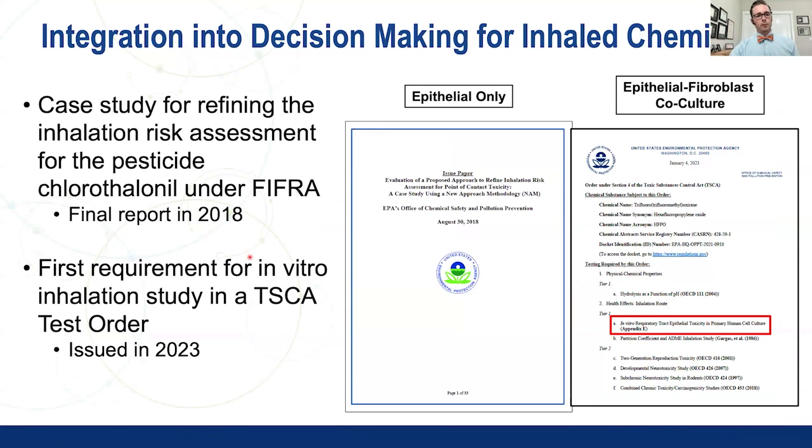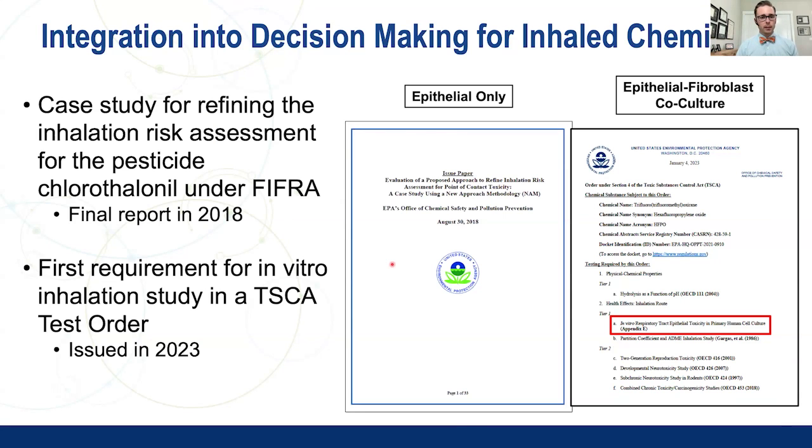So in vitro respiratory models have been integrated into a couple of regulatory decision-making applications. The first and leading one was this case study for chlorothalonil. This leveraged an epithelial-only system from 5 donors. Data were collected, I believe, between 2016 and 2017, and then there was a final report in 2018.